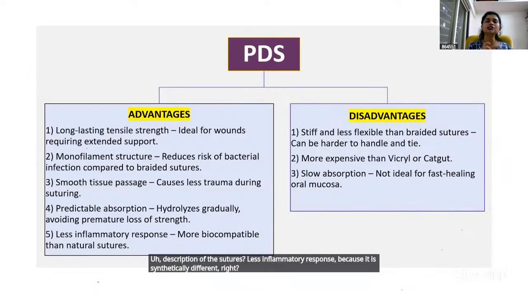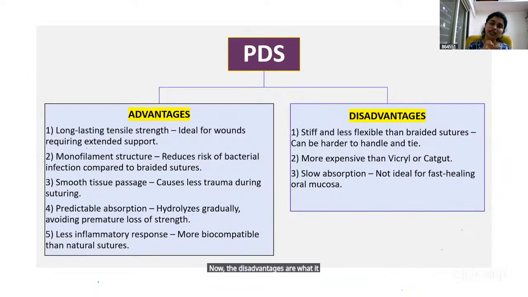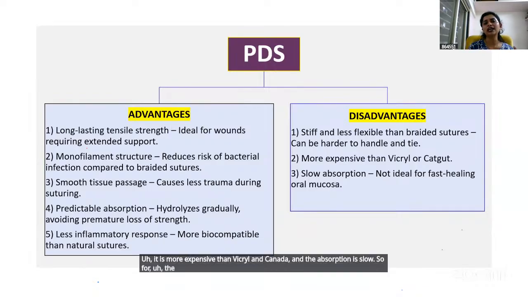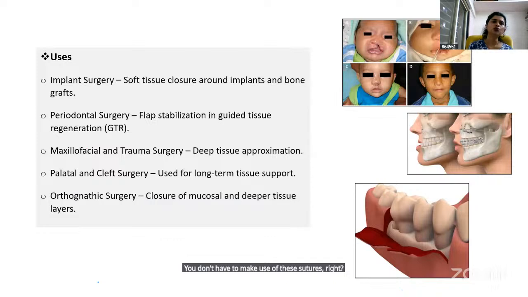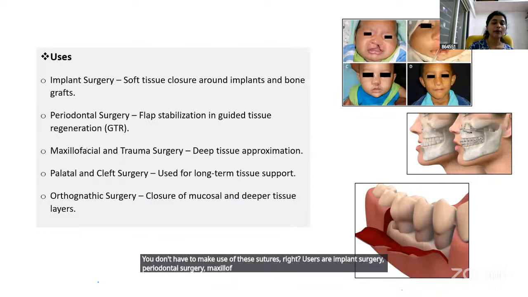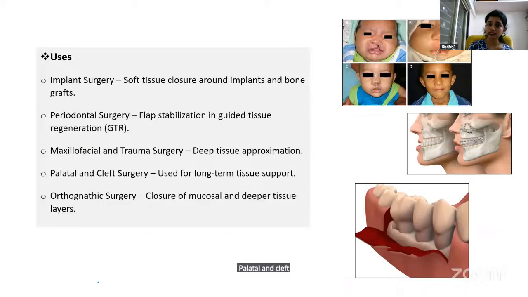Now the disadvantages are what? It is stiff, it is less flexible than the braided sutures. It is more expensive than vicryl and catgut, and the absorption is slow. So for the oral mucosa and cases where you need faster absorption, you don't have to make use of these sutures, right? Uses are implant surgery, periodontal surgery, maxillofacial trauma cases, palatal and cleft surgeries, orthognathic surgery cases.